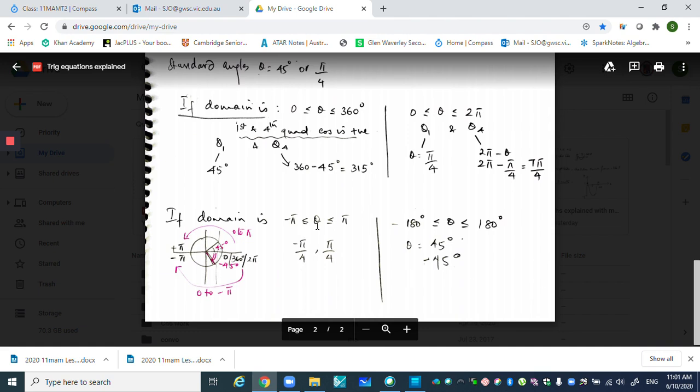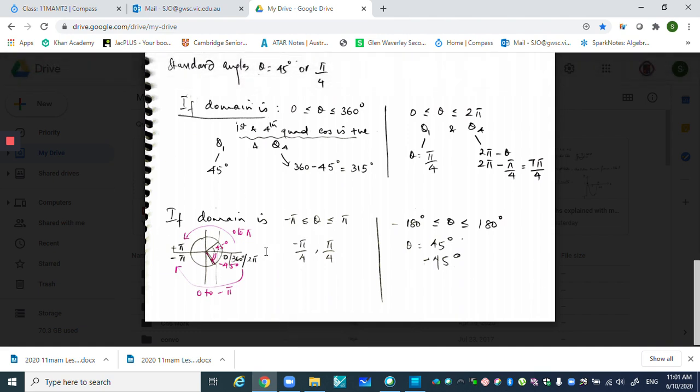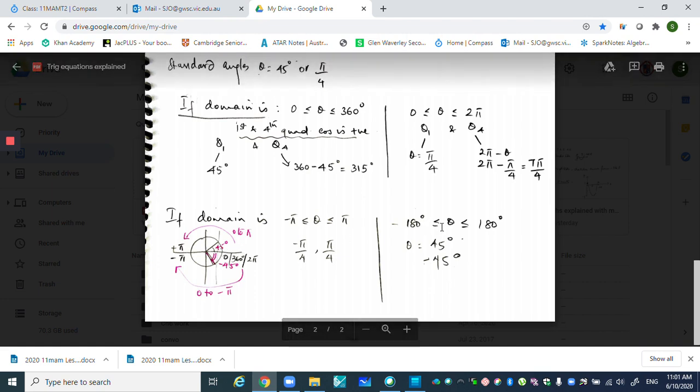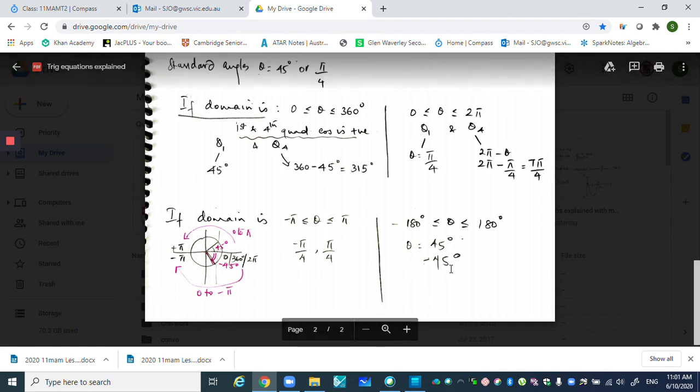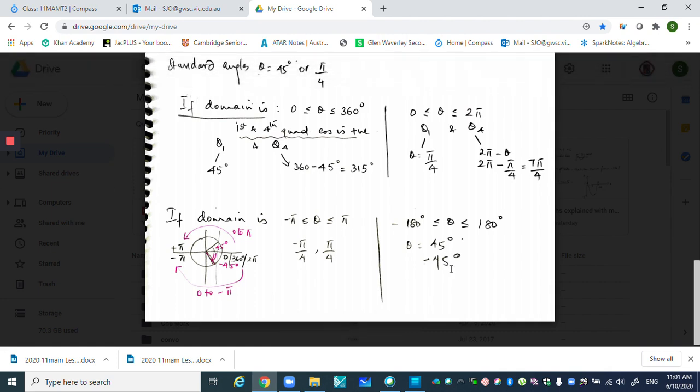So if you're going from 0 to pi, obviously it's in the first quadrant. And so the first quadrant is 45 degrees, and in the fourth quadrant it's minus 45 degrees. It's always with respect to the x-axis. And then if it's between 0 to 180, obviously 0 to 180 is 45 degrees, and 0 to minus 180 is minus 45 degrees, and those are the solutions. Just practice it a little. If you still don't get it, I'm happy to help you out.